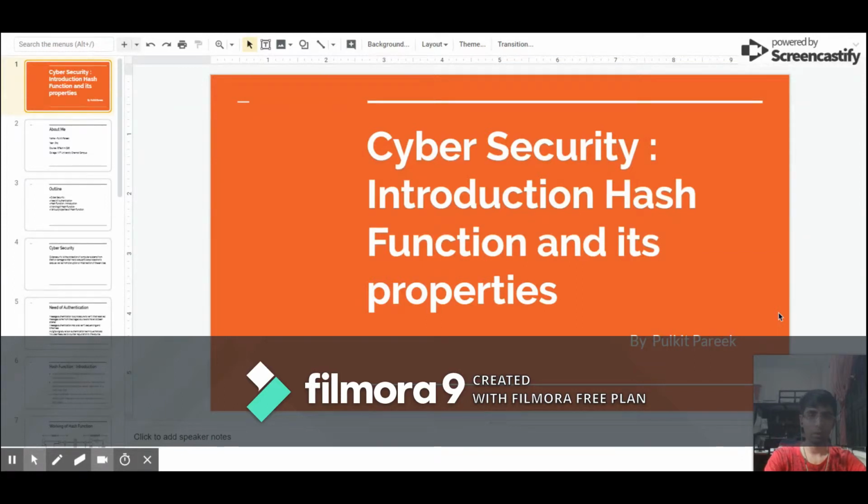Hello, today we are going to talk about the introduction of hash function and its properties. Hash function is one of the authentication techniques that we use in cybersecurity. So we will talk about this in today's lecture.